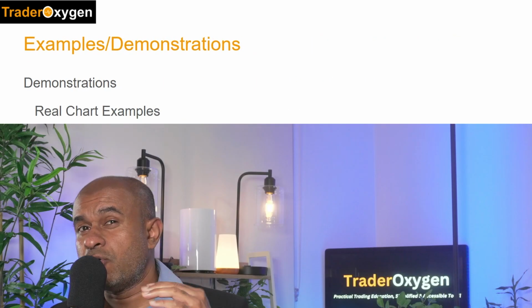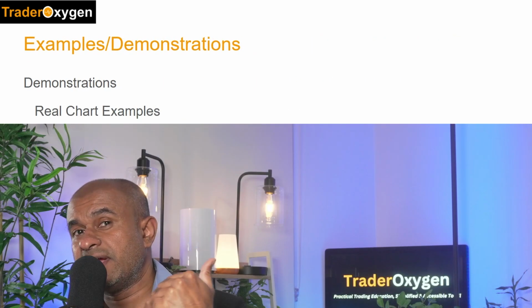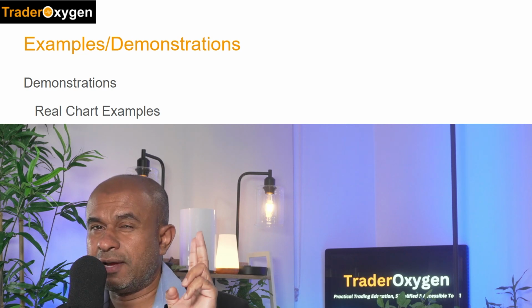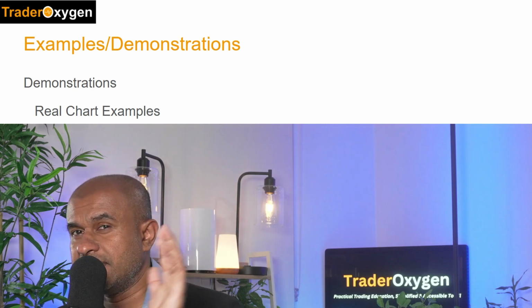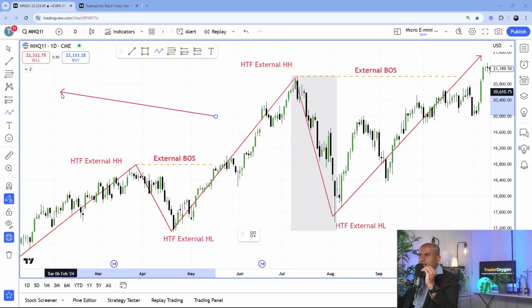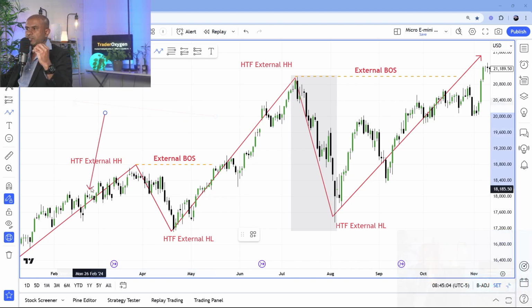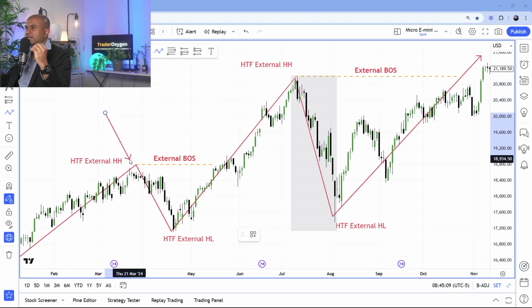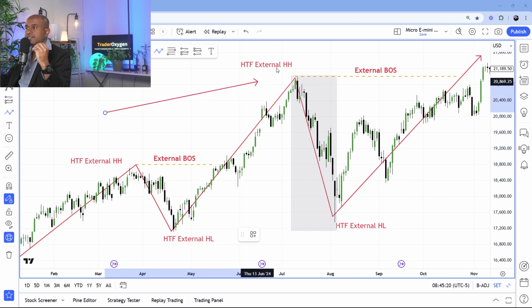Okay, so what we are going to do now is jump into real charts and see how to use this information to make buy and sell trade entries. Let's jump into that now. Okay, now I'm in the micro mini Nasdaq index futures daily chart. As you can see, the daily chart is in an uptrend, making external higher highs and higher lows, and it's making external breaks of structure, showing the higher time frame, which is the daily, is in an uptrend.